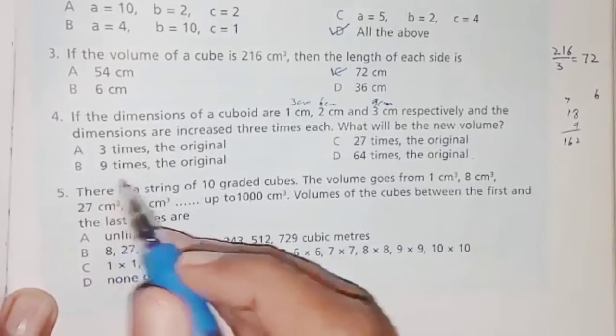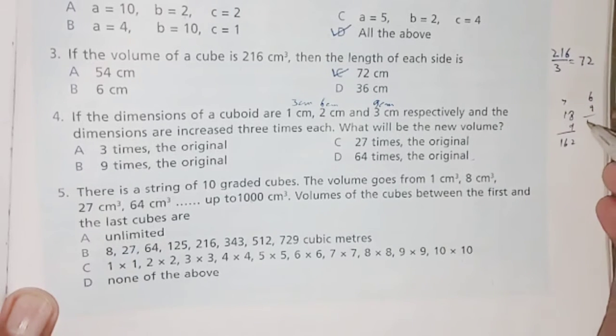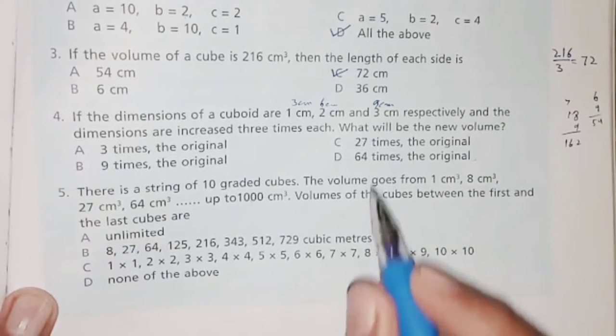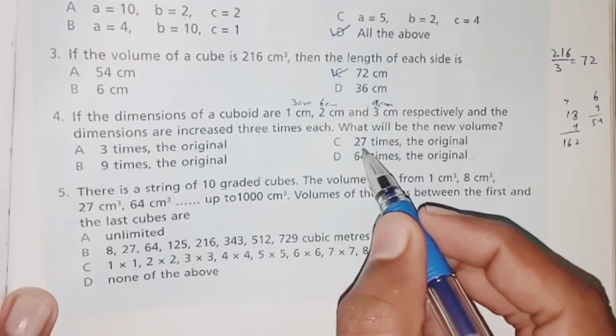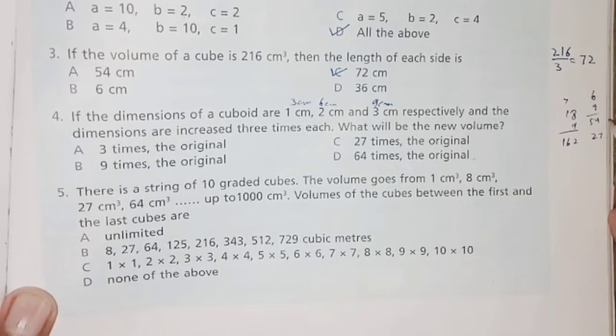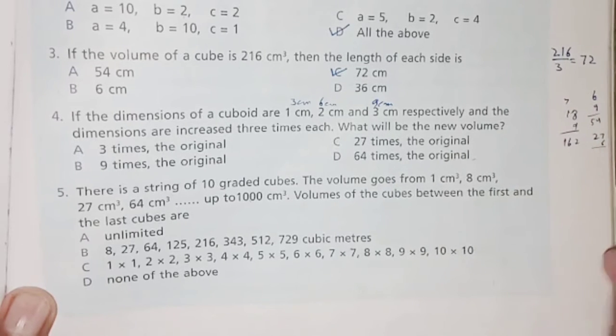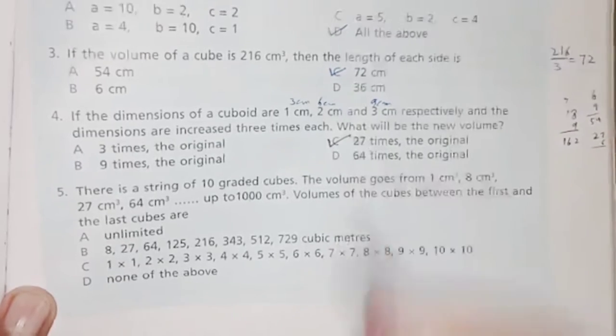Option B is 9 times. If we multiply 9 with 6, 9 times 6 is 54, that is also not correct. Option C is 27 times the original. If we multiply 27 with 6, that will be equal to 162. So option C is correct.